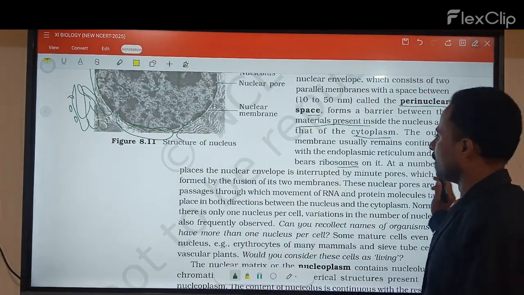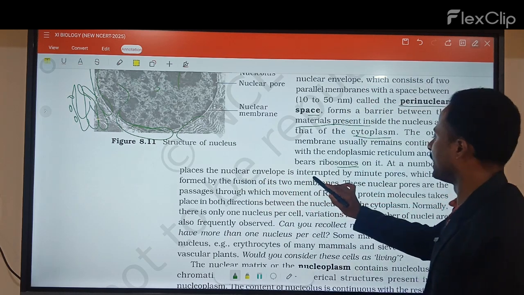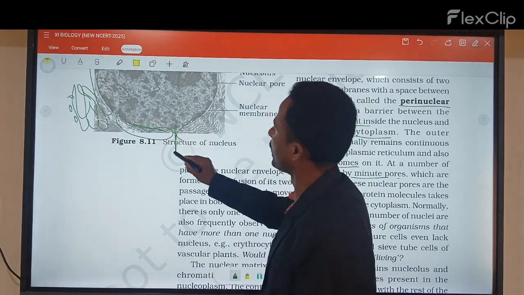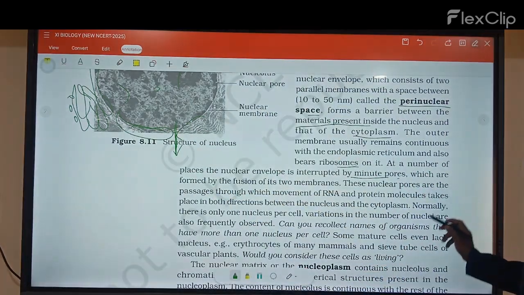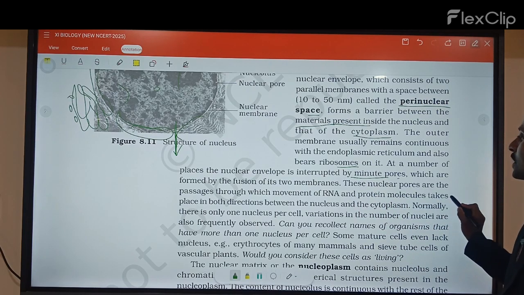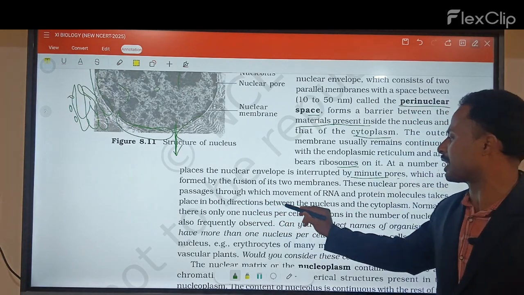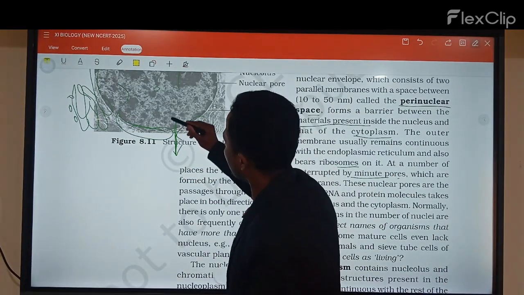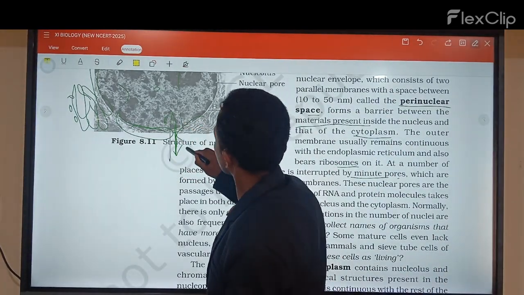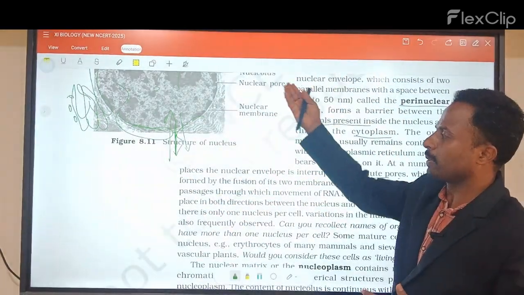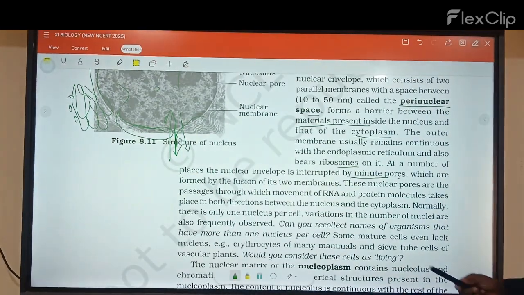At a number of places the nuclear envelope is interrupted by minute pores. Through these minute pores, the movement of RNA and protein molecules takes place in both directions between the nucleus and the cytoplasm. So molecules move from inside to outside and from outside to inside, from the cytoplasm to the nucleus.